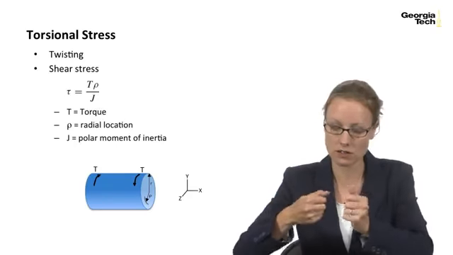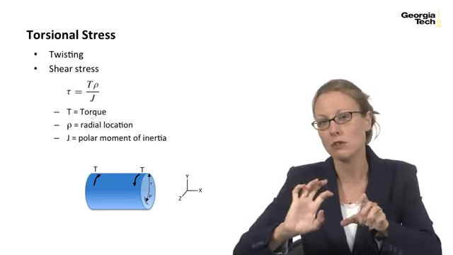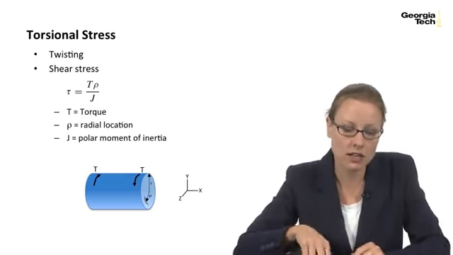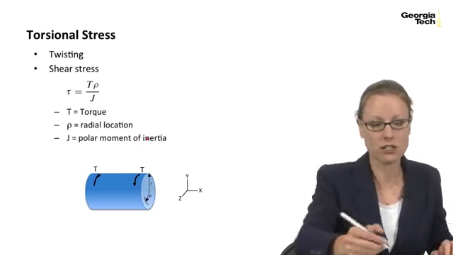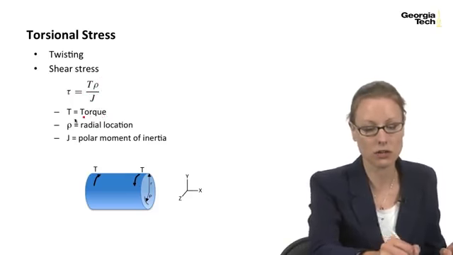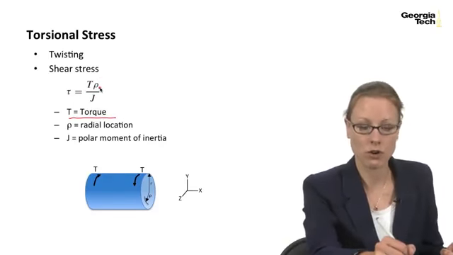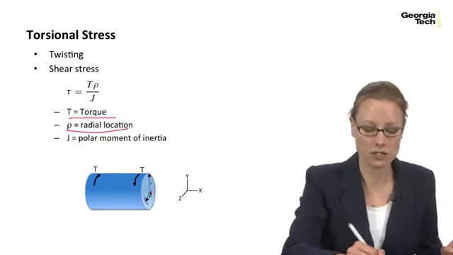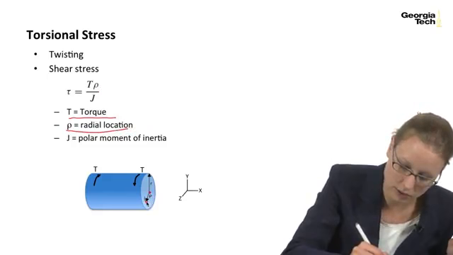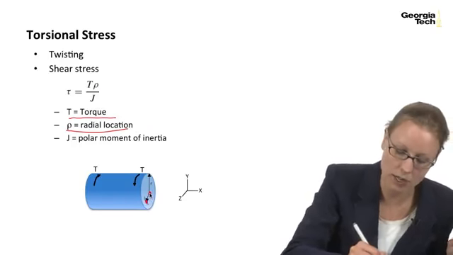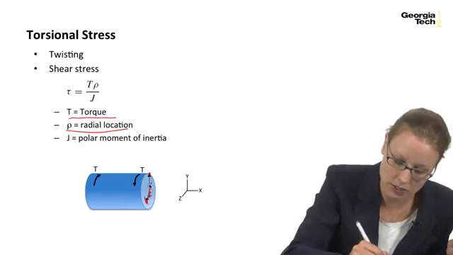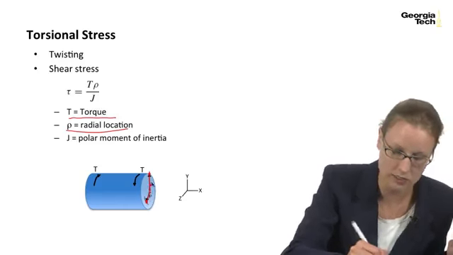So axial stresses are this pulling or this pushing, and torsional stresses, you're really twisting the object. This is a shear stress, and the common equation is that tau is equal to T, where T is your torque, times rho. Rho is your radial location, so it's the location of interest from the central axis. So if I wanted to know the stress at this point, my rho would be this distance here. If I wanted to know the stress at the surface, my rho would be this whole radius.